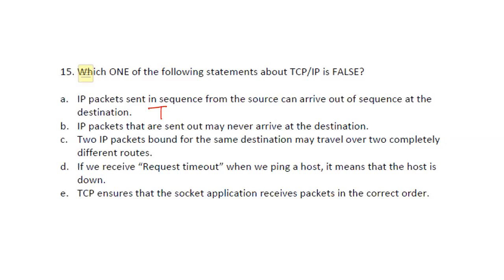IP packets that are sent out may never arrive at the destination, which is also true, because it is a best effort protocol. There is also a timing factor associated with it. If by a certain time it cannot deliver the packet, it may just drop the packet. Two IP packets bound for the same destination may travel over two completely different routes, which is true because it's similar to our point A. They can be on very, very different routes.